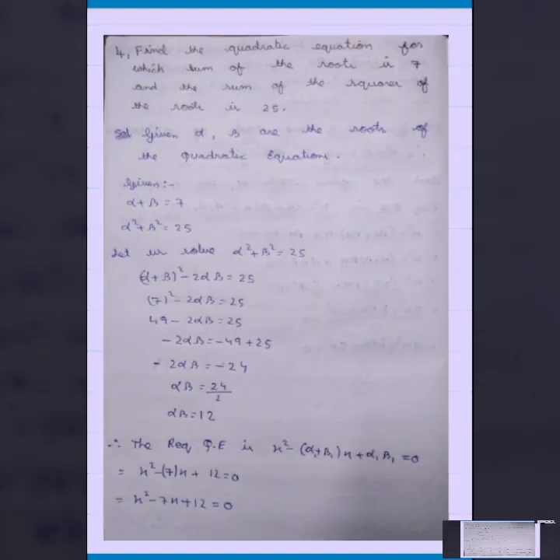So moving into next sum. See the question. Find the quadratic equation for which sum of the roots is 7 and the sum of the squares of the roots is 25. So this is another model. So we consider roots as alpha and beta. So in the question they told that sum of the roots is 7. Sum means it's plus, addition.